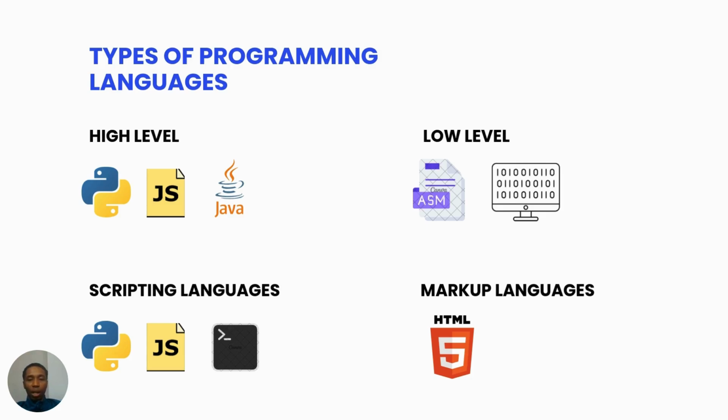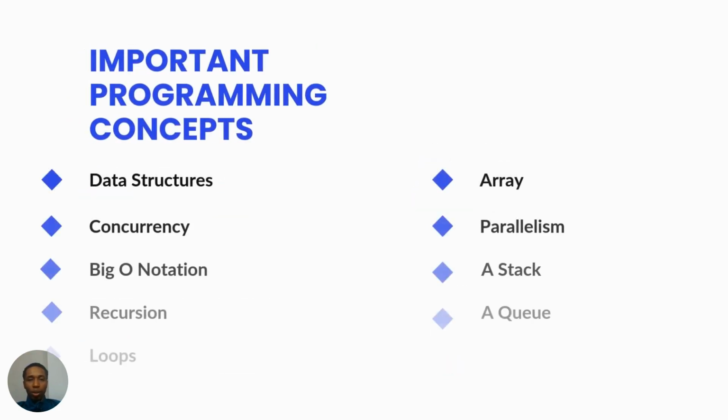So these are important concepts you will have to treat in the course of this course. It's important for you to know what data structures are, how concurrency is important to you as a programmer, what the big O notation is, recursion, loops, arrays, parallelism, what a stack is, and what a queue is. These are important concepts we are going to touch subsequently in this tutorial.